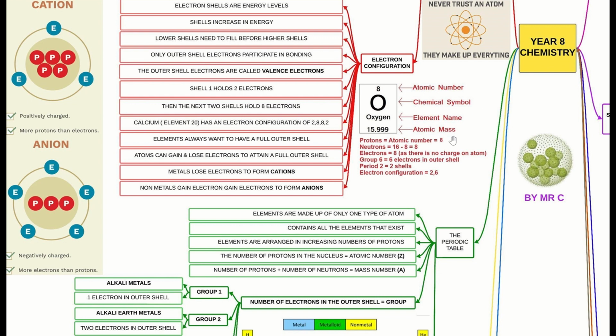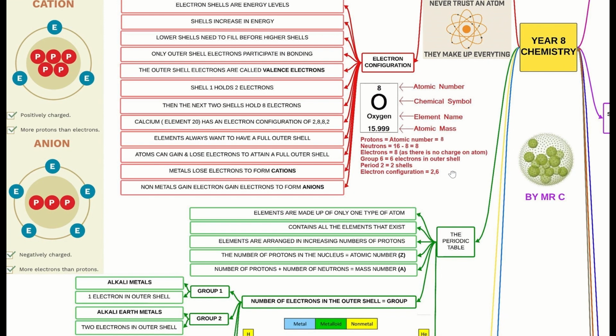It has 8 protons. It has 8 neutrons. 16 minus 8 is 8. Then the electrons, because oxygen here is not charged, it must have 8 electrons. Therefore, the electron configuration would be 2, 6.